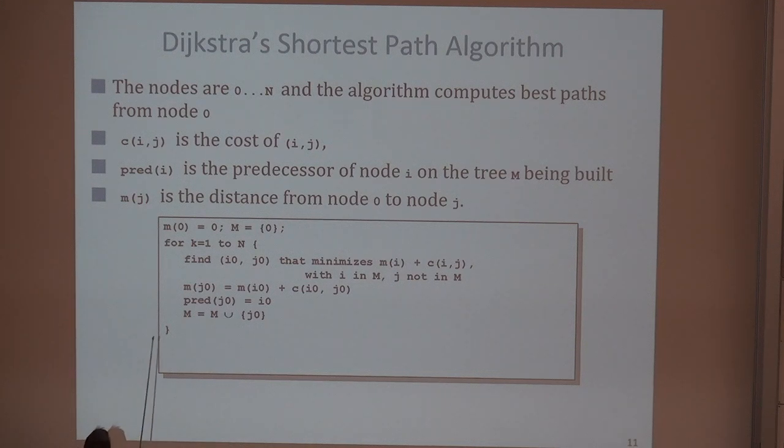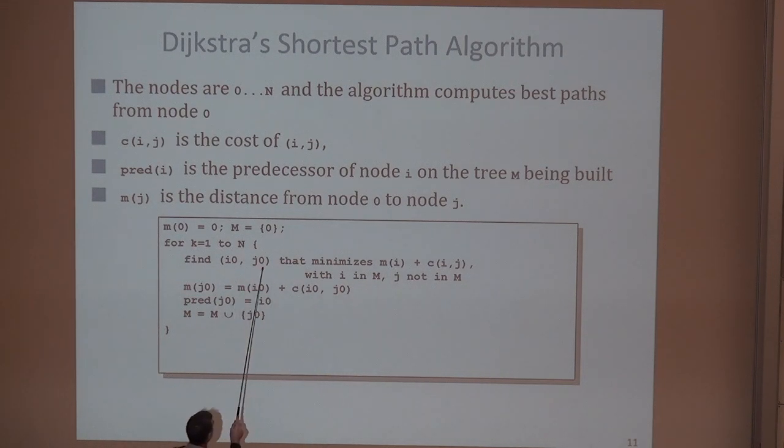The algorithm works in the following way. So I am at node 0, and I want to find the shortest path for all nodes. So I have a tree that I'm building, which is M, and at every step, I compute the pair of nodes that minimize. So M of I is the distance from me to node I.